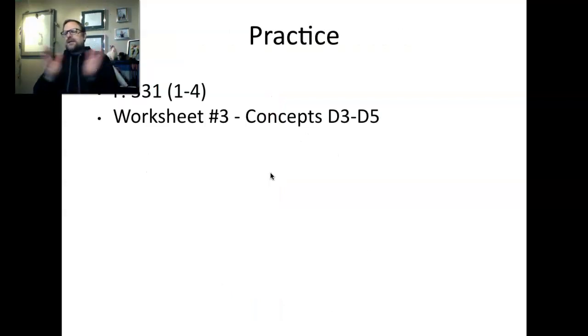So that is the end of this lesson. What you can do right now is jump into your textbook and have a look at the questions on page 331. And then we have worksheet number 3 that you can have a look at. Once you've done those two things and you're feeling confident, jump on to the practice quiz on the Google Classroom. Do the practice quiz and then wait for my feedback before you consider doing the summative quiz.